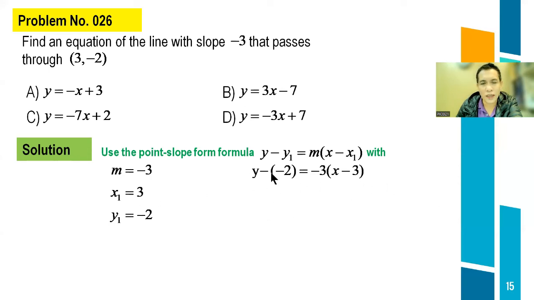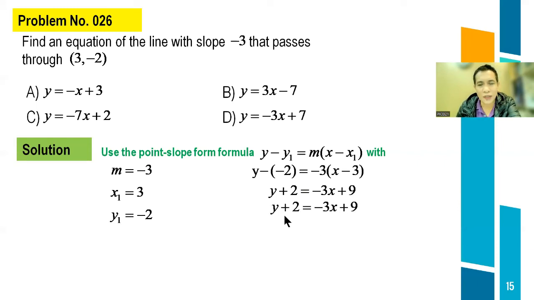So y minus negative 2, that's y plus 2, is equal to negative 3 times x, negative 3x, negative 3 times negative 3, that's positive 9. All right, so now we solve this in terms of y. Why? Because the choices are in terms of y. So we will rewrite this equation in terms of y. So that's y is equal to negative 3x plus 9.